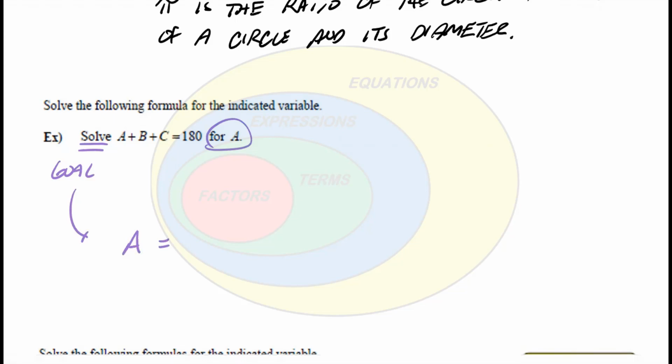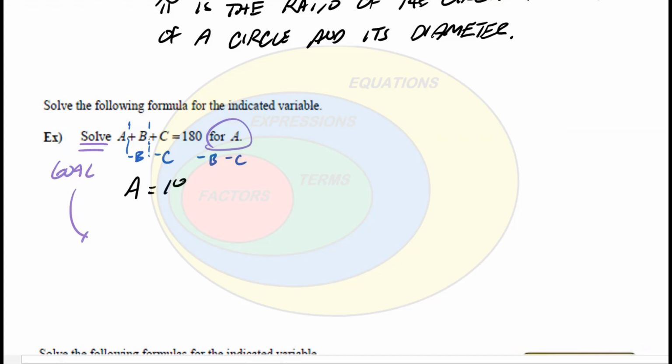So when I look back at the composition, I notice on the left side I have 3 terms, and a is one of those terms. So I've got an extra term of b. Well, I want to zero that out, so I know I need to attach a negative b and a negative c to both sides. So I'm going to get a equals 180. Then I have these 2 terms attached, a negative b and a negative c. And this now would be solved for a.